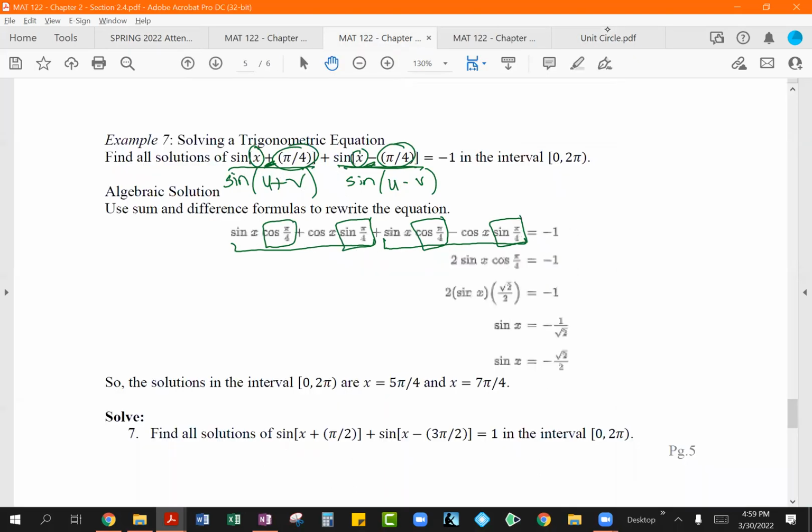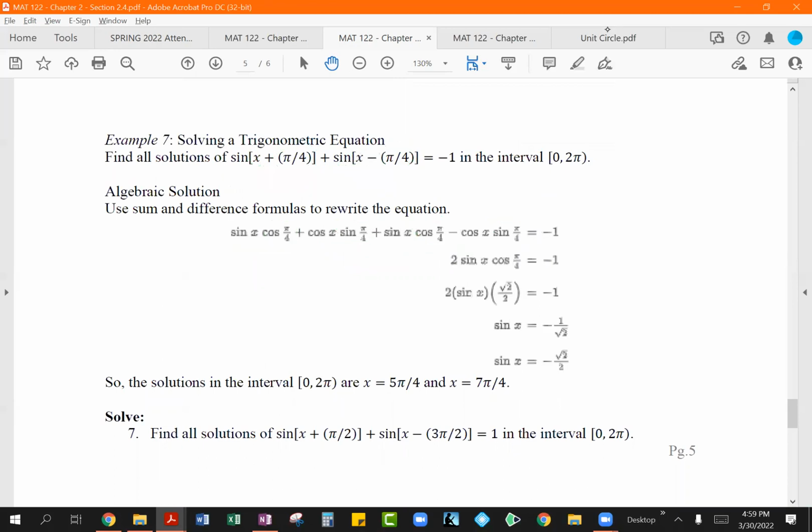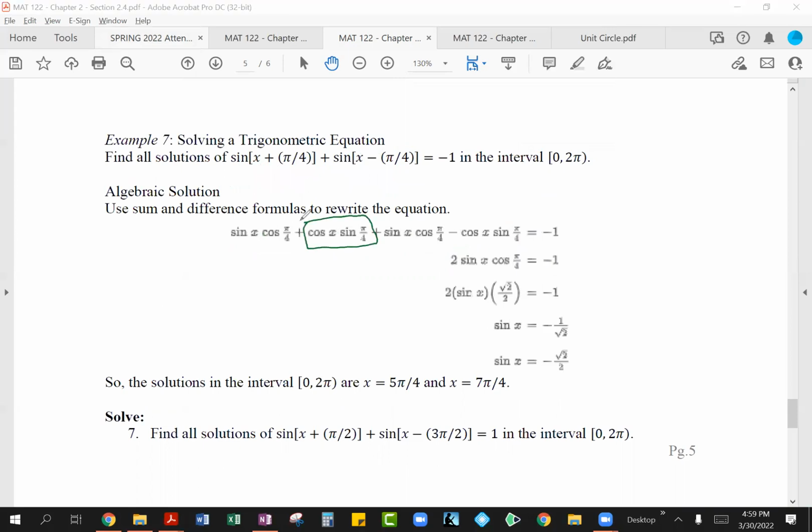So what will happen over here, which actually we may not even have to make those substitutions, because if you look at cosine x sine of pi over 4 and cosine x sine of pi over 4, you have a positive sign here and a negative sign here. So they will actually end up canceling each other out, leaving you behind with positive sine x cosine pi over 4 and positive sine x cosine pi over 4. So you're doing 1 plus 1, which will give you 2. So you end up with 2 times sine x cosine pi over 4.